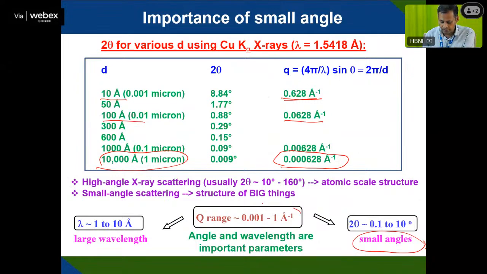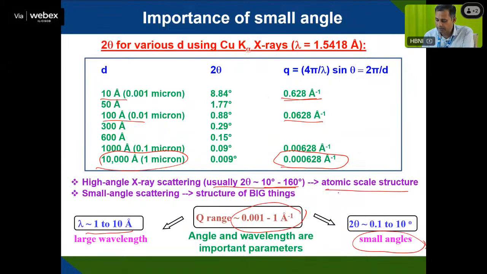So where the Q lies in the range of 0.001 to 1 per angstrom. Here the angle as well as the wavelength, lambda equal to 1 to 10 angstrom, these two are the mainly important parameters in case of small angle scattering studies. High angle X-ray scattering is usually 10 to 160 degrees.